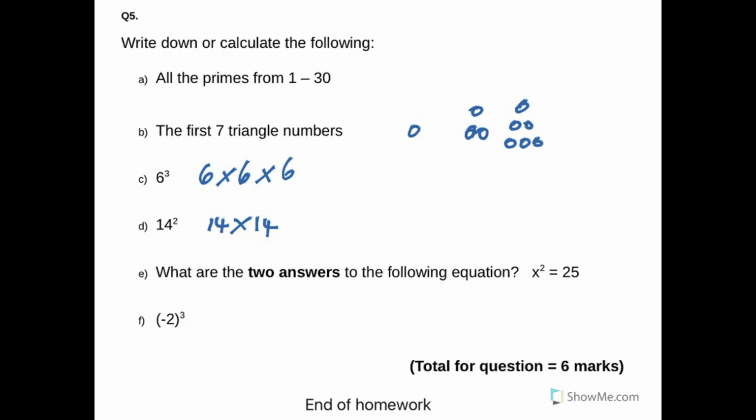And then last but not least, if you write it out in full, -2 multiplied by -2 multiplied by -2, just be careful with the sign of your answer. Think about what happens when you multiply a negative by a negative, and then what might happen if you multiply it by another negative. That's it.